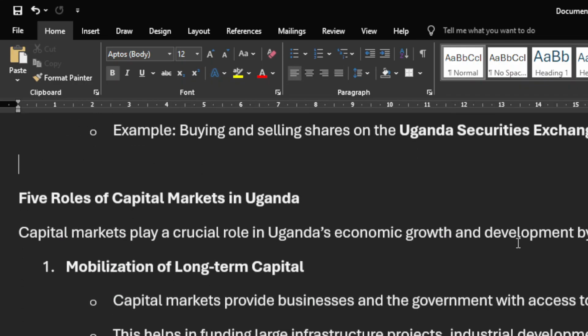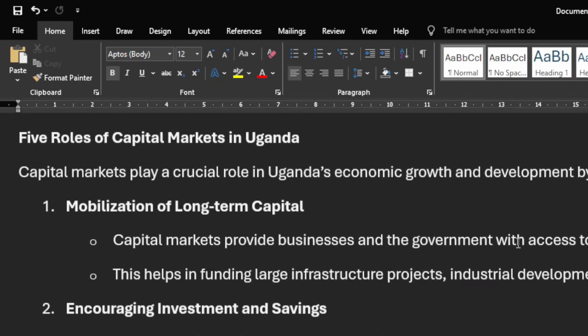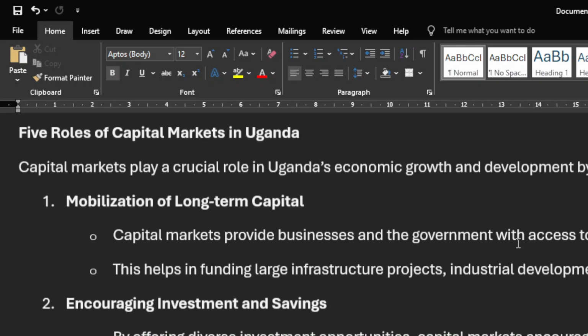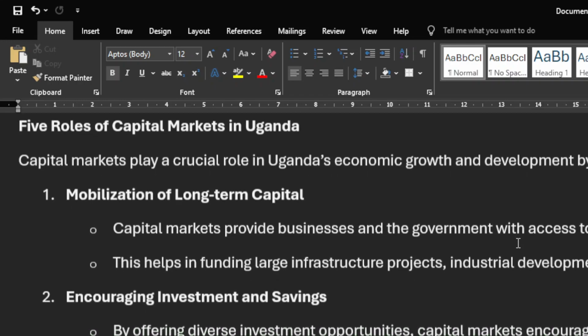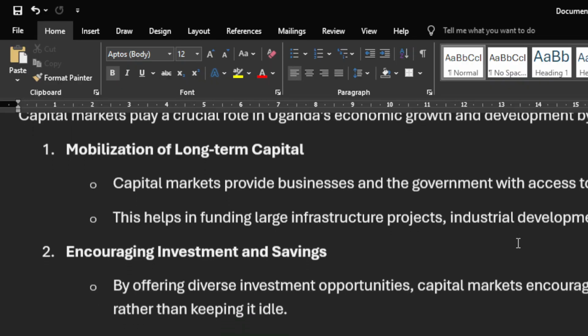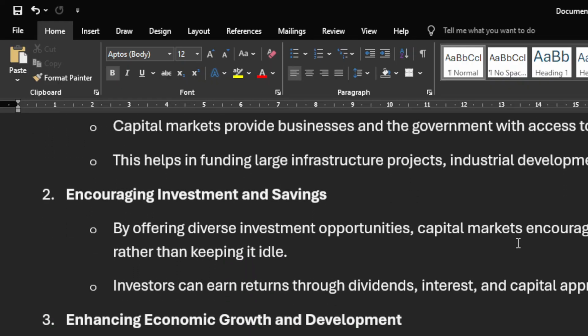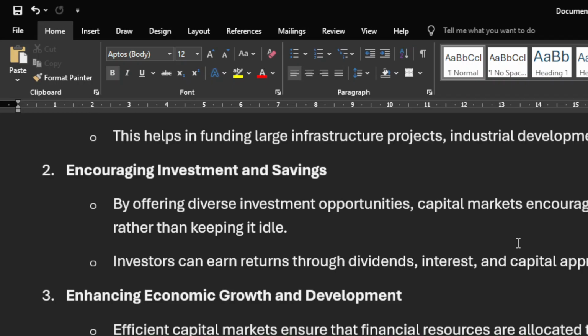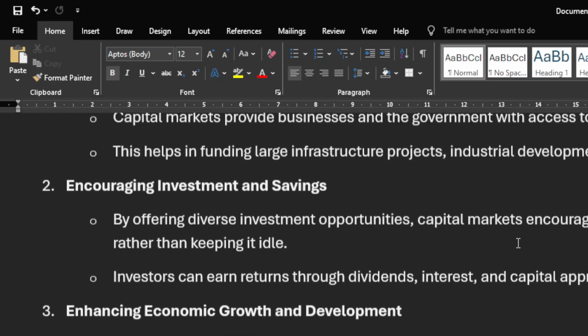And so, 5 roles of capital markets in Uganda. We have mobilization of long-term capital, encouraging investments and savings, enhancing economic growth and development, providing liquidity and marketability, and lastly, promoting corporate governance and transparency.